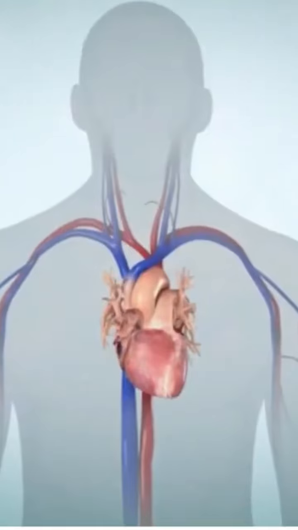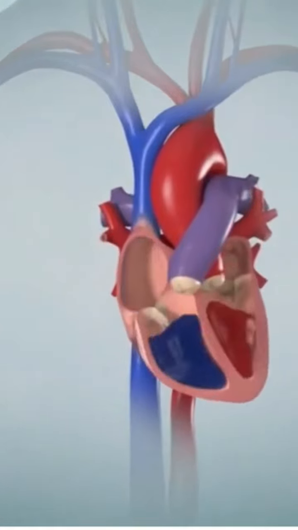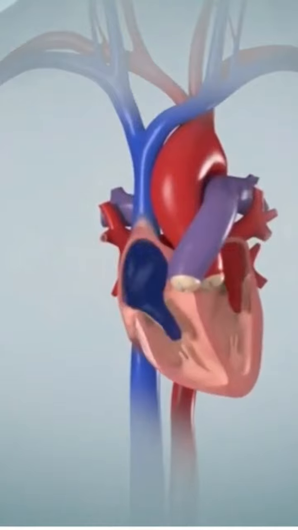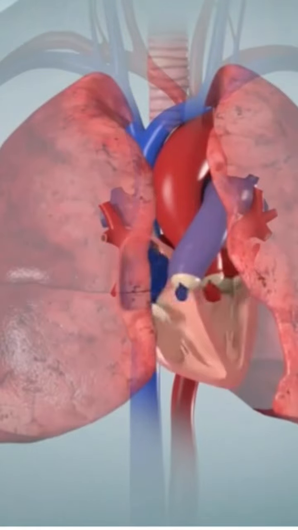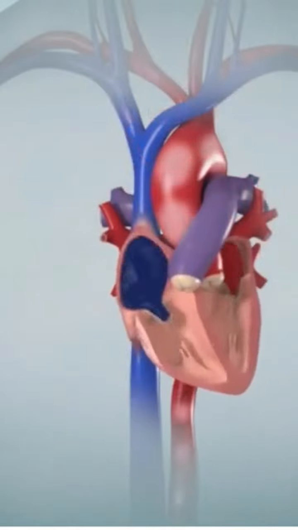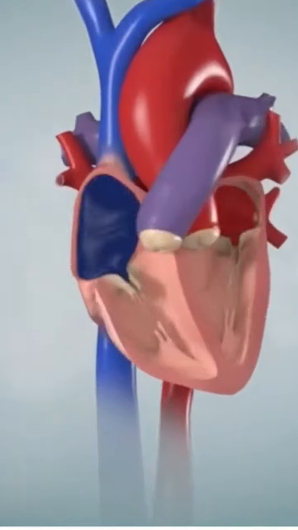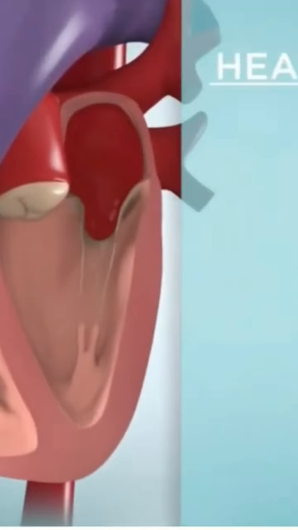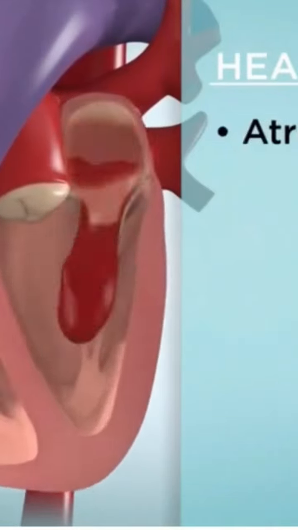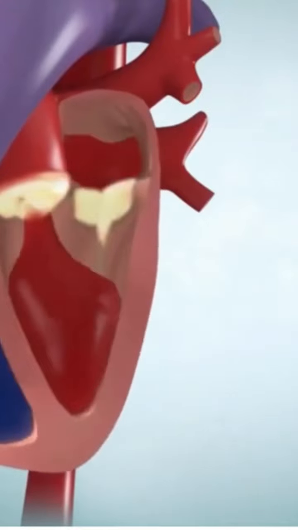The pump. Your heart is actually two pumps that work side by side to move blood around your body. The right side of your heart pumps blood to your lungs to receive oxygen. The left side sends the oxygen-filled blood out to your body. Each side of your heart has two compartments or chambers. The top chambers are called the atria, and the bottom ones are called the ventricles.